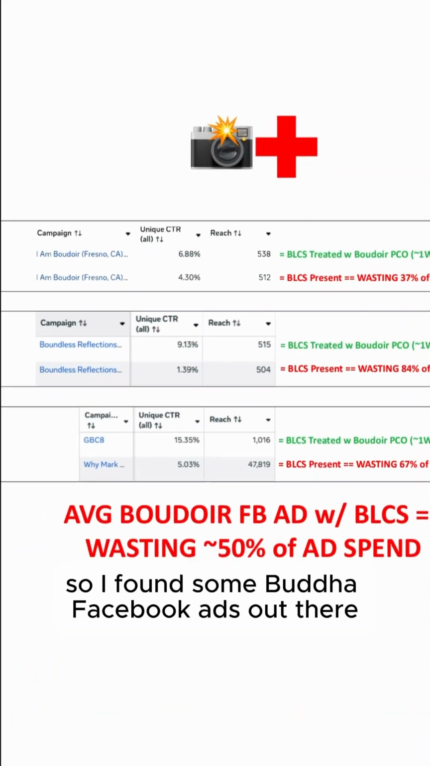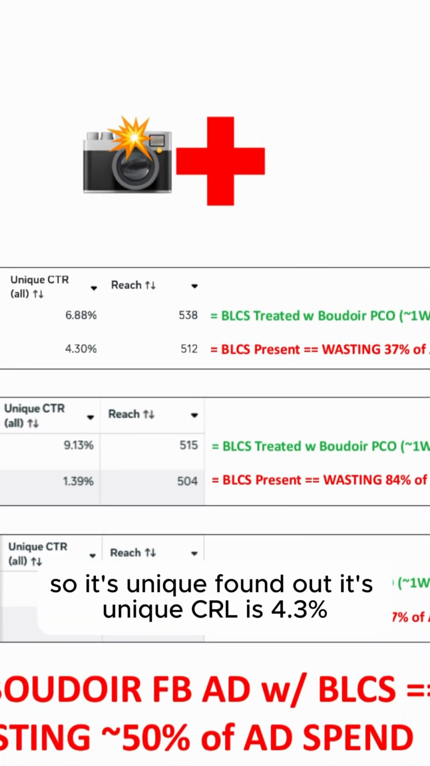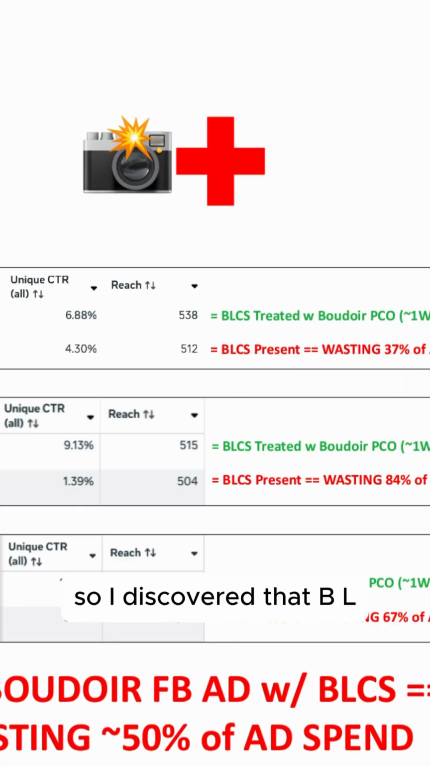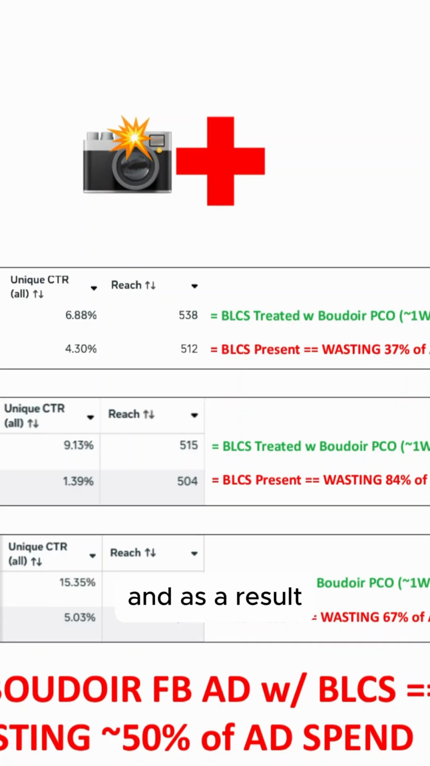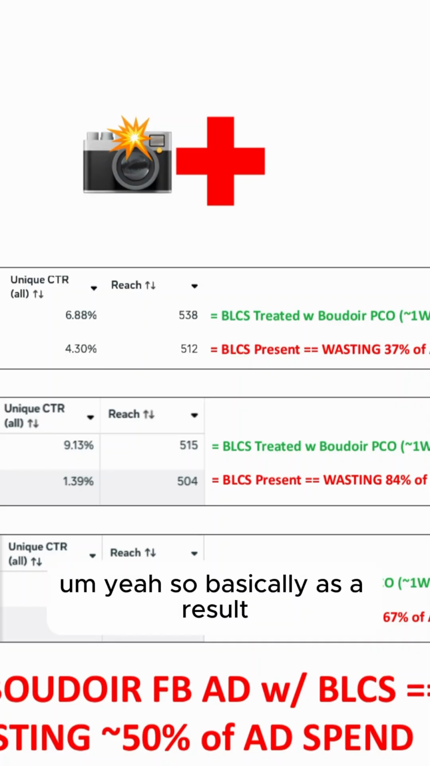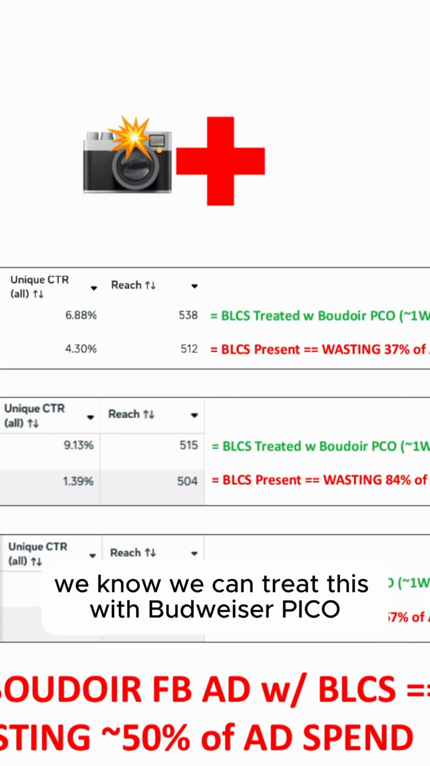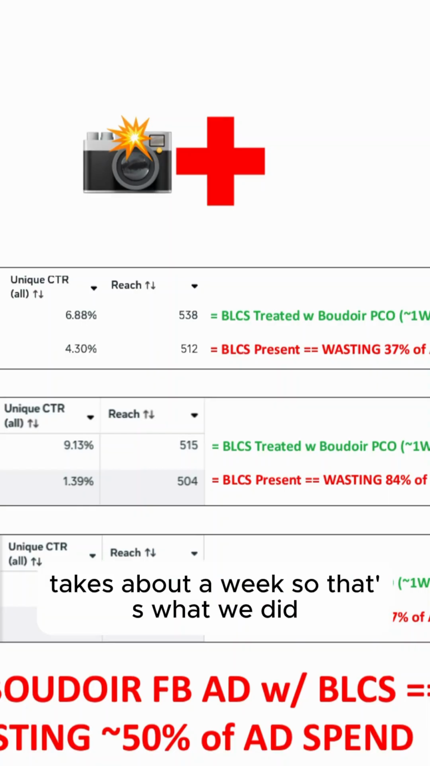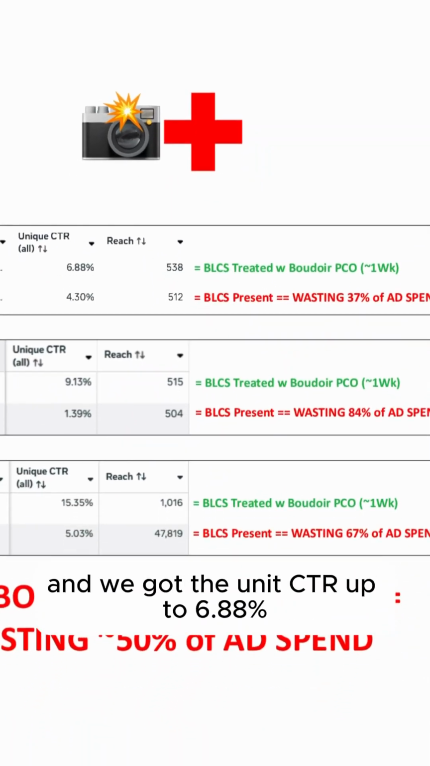So I found some Boudoir Facebook ads out there, brought them to the hospital, tested them. First one up, found out its unique CTR is 4.3%. So I discovered that BLCS is present, Boudoir low click syndrome. And as a result, we know we can treat this with Boudoir Pico. Takes about a week. So that's what we did. Treated it with Boudoir Pico, took about a week, and we got the unique CTR up to 6.88%.